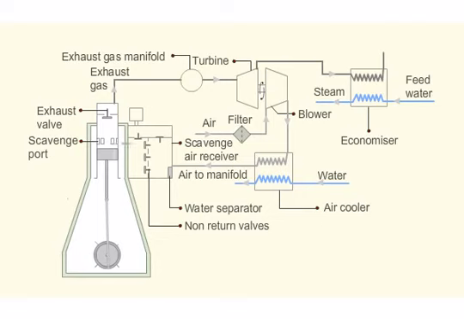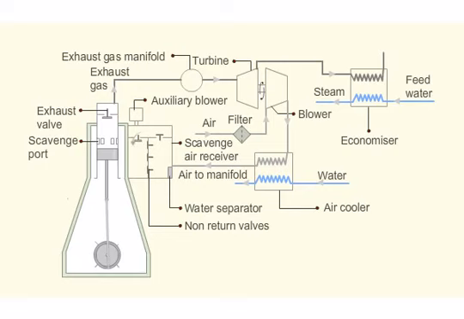An electric motor drives the auxiliary blower. During maneuvering, auxiliary blower draws air from the outer compartment and delivers to the inner compartment via another set of non-return valves. The operation of the blower is automatic. The blower starts whenever the scavenge air pressure drops below a preset limit. It stops automatically when the pressure is sufficient.